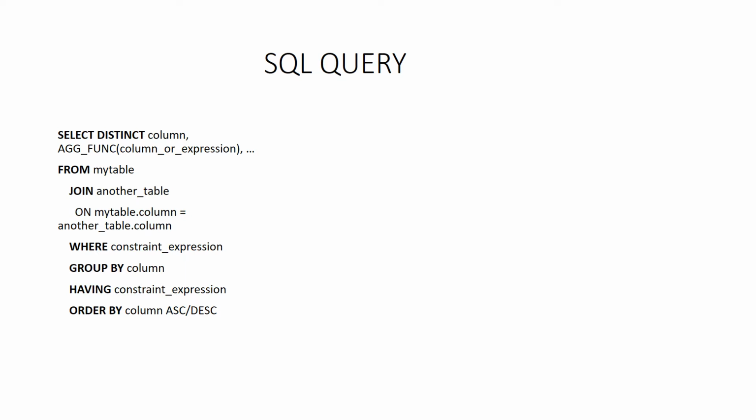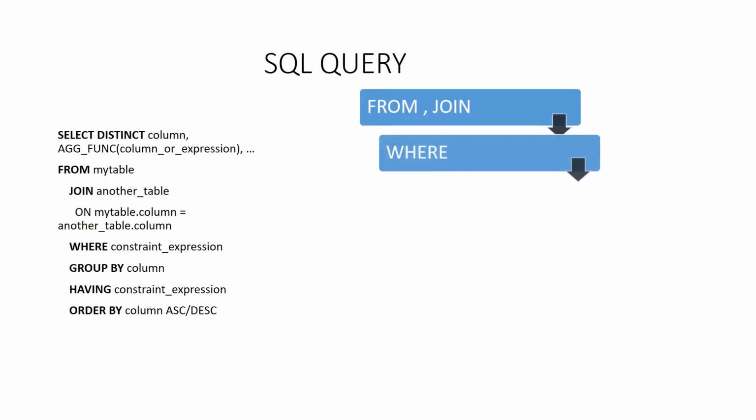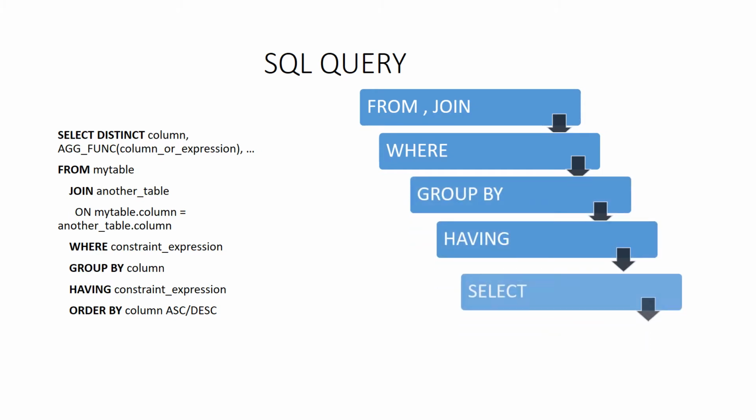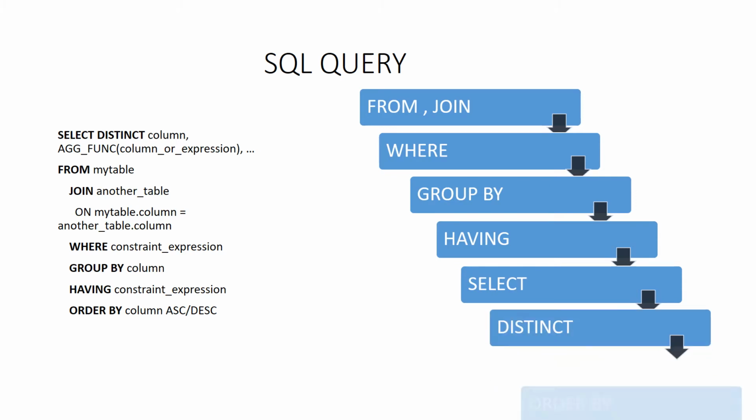As soon as you execute the query, from and join clause are executed first, followed by where clause, group by clause, having clause, select clause, distinct clause, and order by clause.